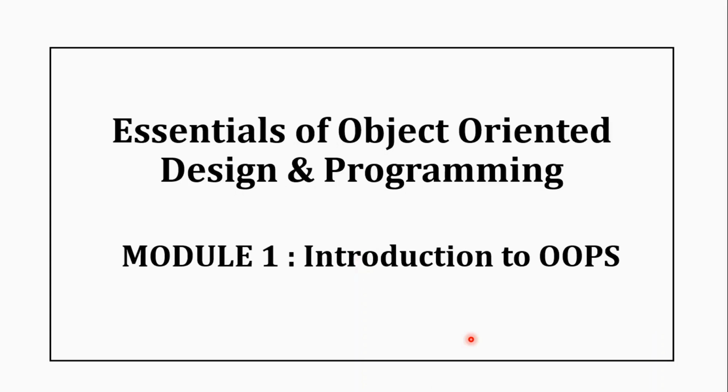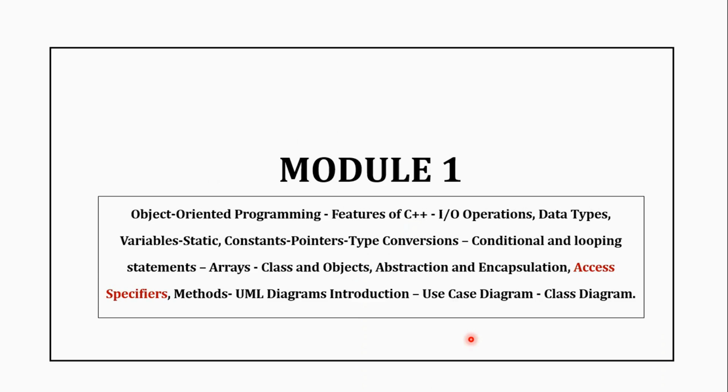So we are in Module 1, Introduction to OODP. In this session, we will be discussing access specifiers in C++. Last session, we discussed classes, objects, and a simple program using classes, how to create an object, and how abstraction and encapsulation are achieved by using classes and objects. Now we're going to see access specifiers in C++.